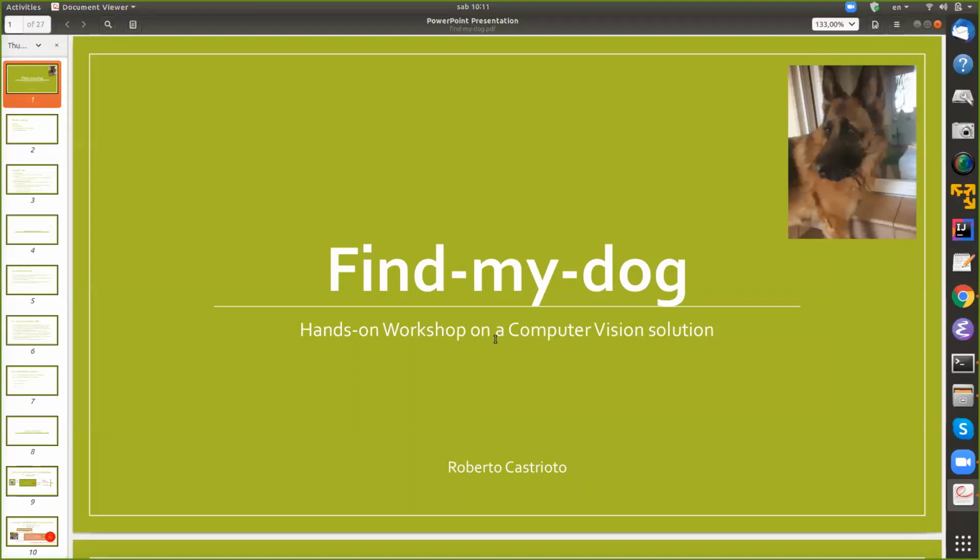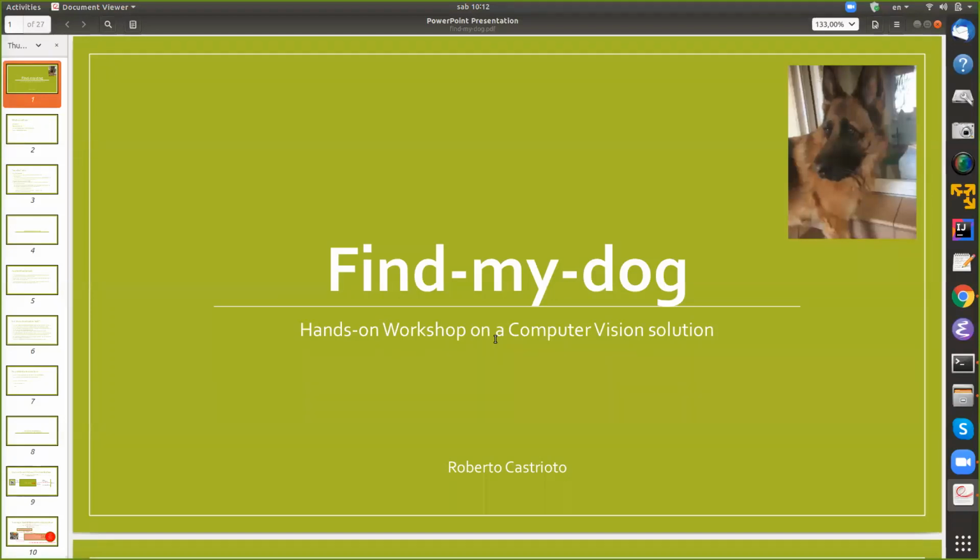sometimes a dog's owner might find that his or her dog is not at home as expected. So by sending a picture using an app, the server, the web server of the kennel, would use this kind of solution to look for similar dogs in the archive. And then if a similar dog is found, an email would be sent back to the potential dog owner that lost his dog. So this is the basic idea.